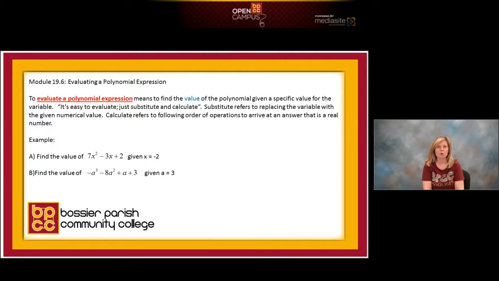Okay, welcome back to Module 1.6, and our word for today is evaluate. And what we're going to do is evaluate a polynomial expression.